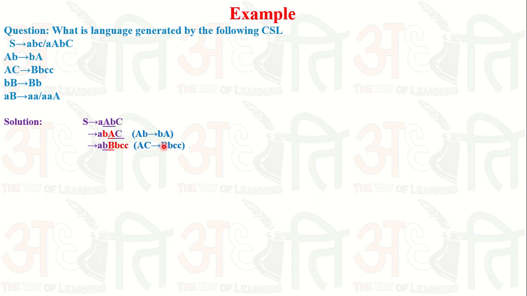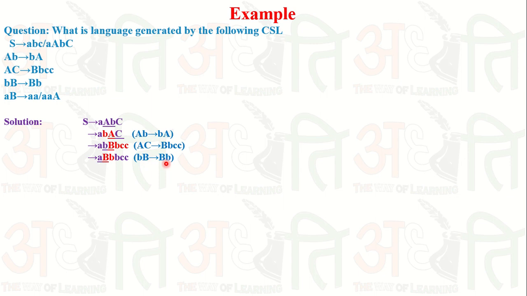Now we want to remove capital B. So what is the production of small b and capital B? Small b capital B produces capital B and small b. We simply replace it with that value. Then we get small a capital B, small b, small b, small c and small c. Why? Because small b capital B produces capital B, small b.